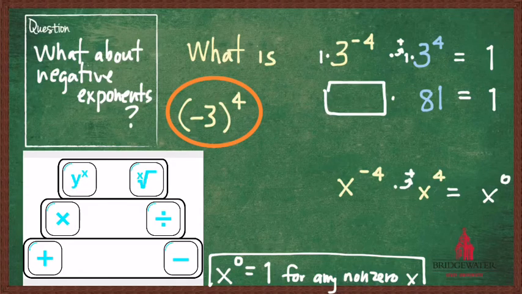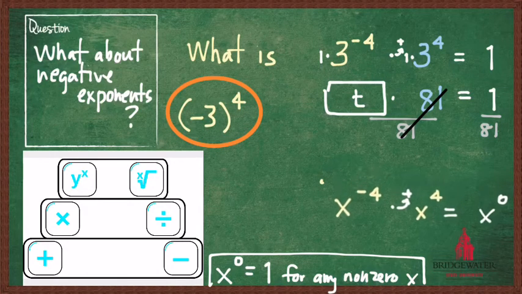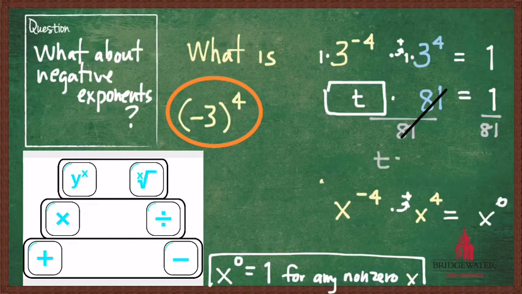Let's treat it like it's an algebra problem. Let's call this t. t times 81 is equal to 1. How do I find t? Get t by itself. Yeah, just divide both sides by 81. That's going to cancel these 81s. And it's going to convince me that t is equal to what? 1 over 81. And t here plays the role of 3 to the power -4. 1 over 81.